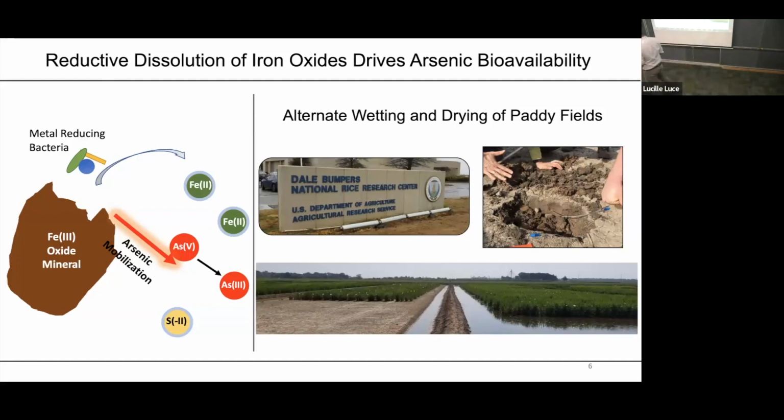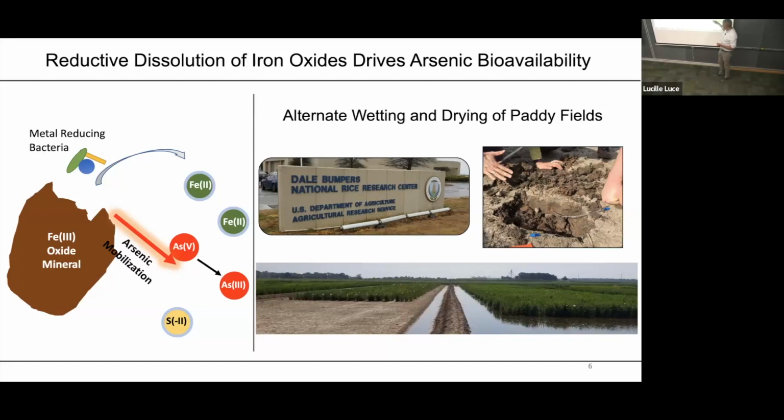Okay. So it's known that this is a problem. When I first started at Cornell, I had a collaborative project with the Dale Bumpers National Rice Research Center in eastern Arkansas, which is where most of the rice in the United States is grown, on some of their efforts to try to control the bioavailability of arsenic through controlling irrigation.